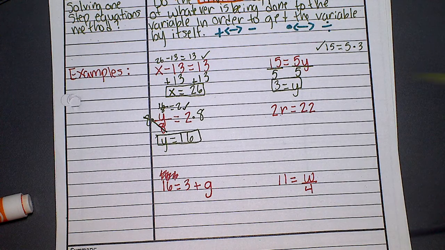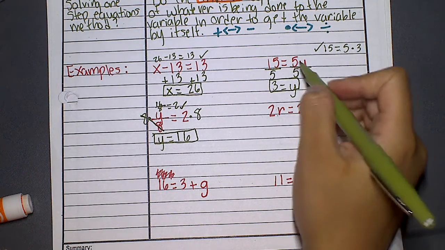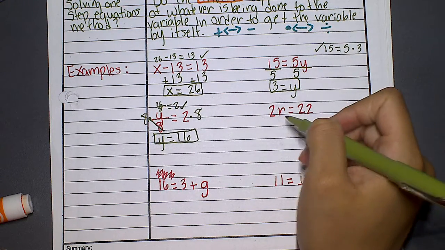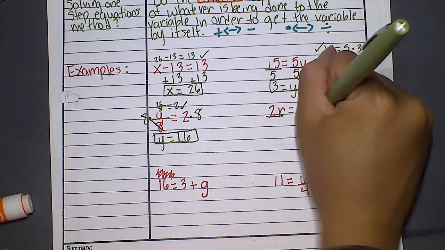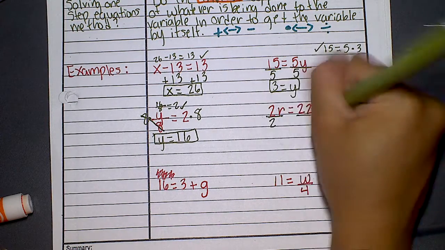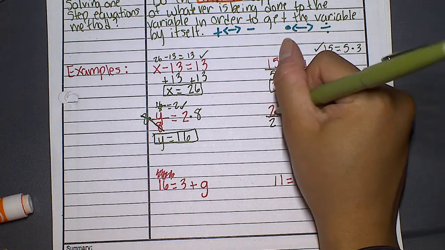So then let's do 2r equals 22. So this is a multiplication problem, just like we saw right here for the 5y. So the opposite of multiplication would be division. So on both sides, we're going to divide by the number next to the variable, which is 2. So then 2r divided by 2 is just r.